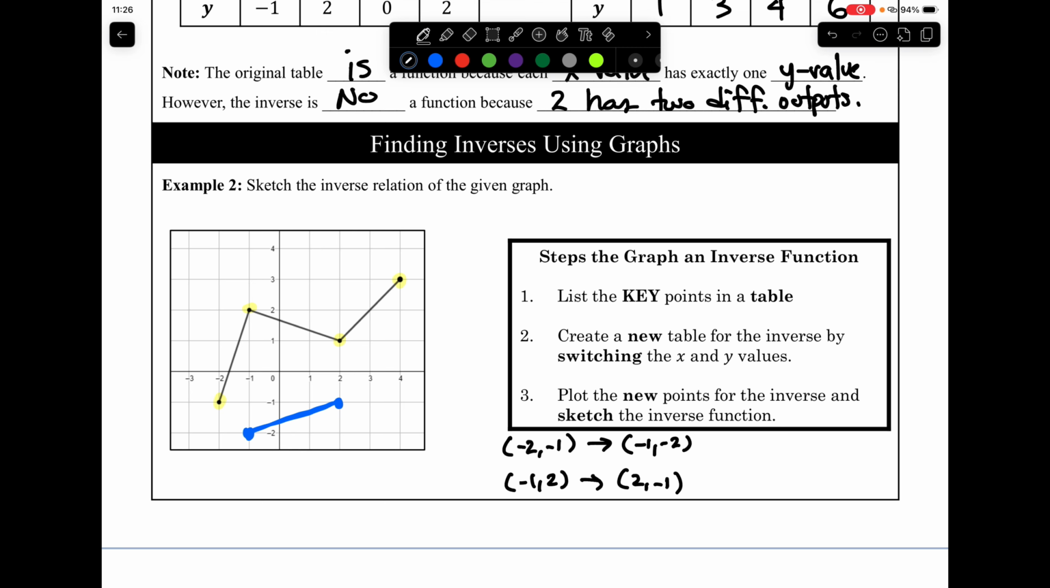Then we have this point here, which is at 2, 1. The inverse of that would put it at 1, 2. So plotting that point at 1, 2, we'll put it right there. Let me connect that again with a straight line. And then our last point, which is this one all the way over here, is at 4, 3. The inverse of that again simply switches the order of that coordinate, so it's going to be at 3 and then 4.